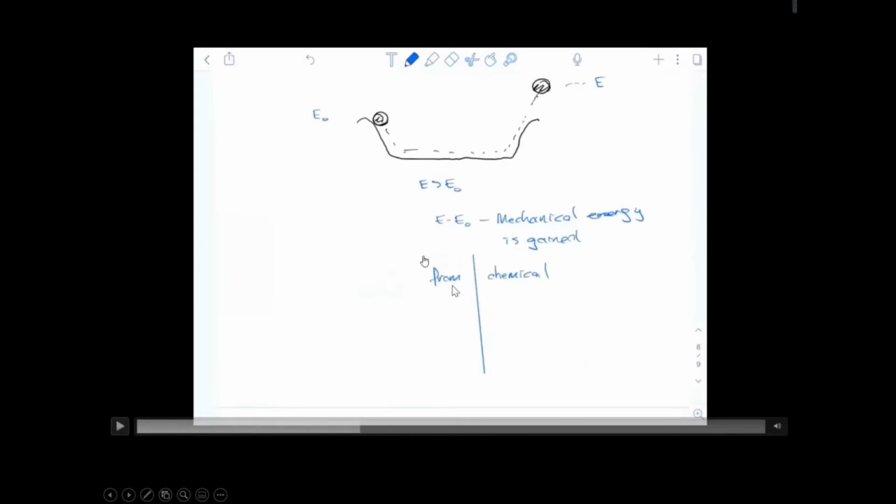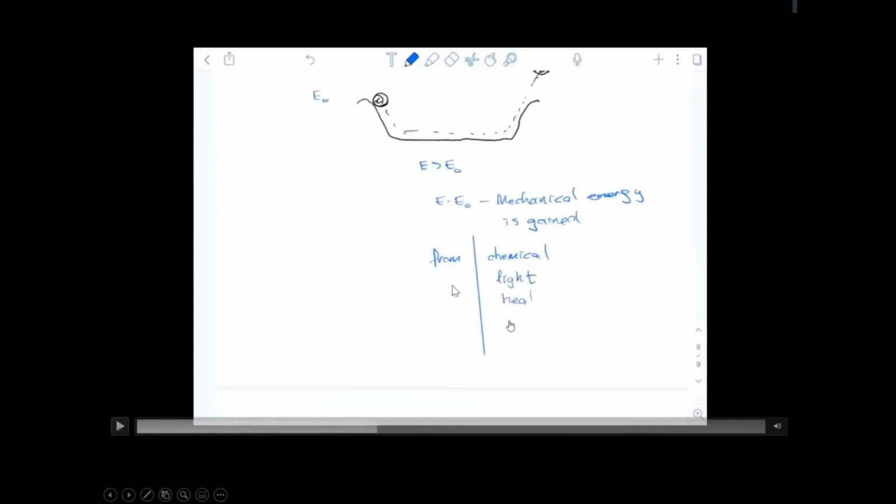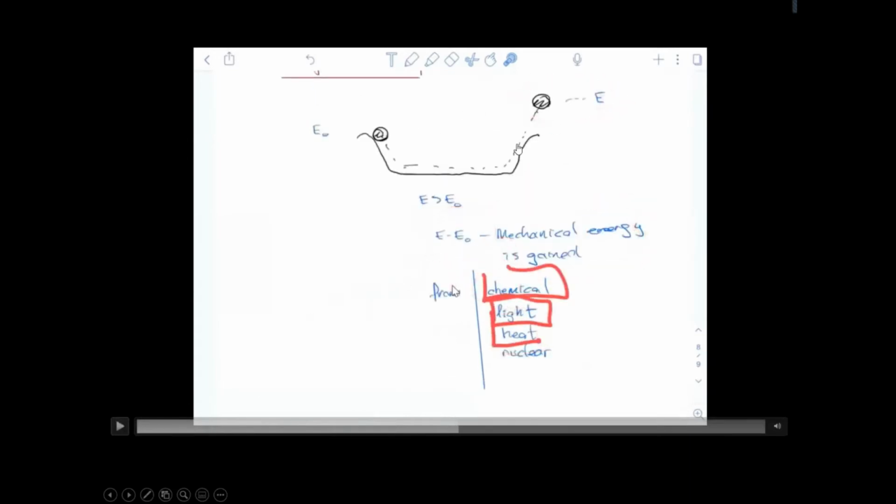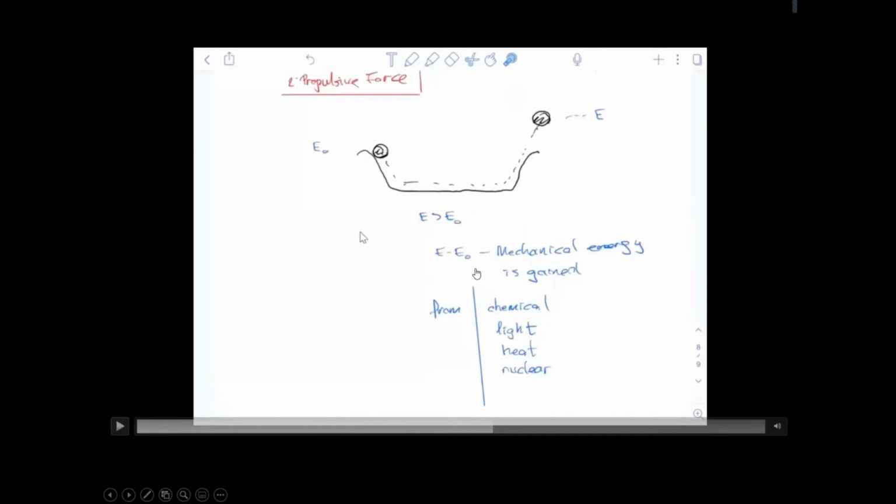If it's a motorcycle, if it's a car, if you're using your muscles, chemical energy gets converted into mechanical energy, for example. You've got light, you've got heat, you've got nuclear energy. One of these energies will get converted into mechanical energy, so there's a conversion that takes place. You're not creating energy, you're just converting energy from one form to another, in essence. So a propulsive force is not a conservative force, because you end up gaining mechanical energy, and the energy gained comes from some other form of energy.